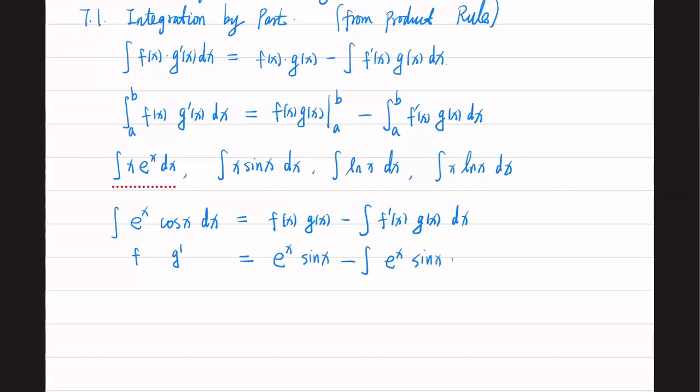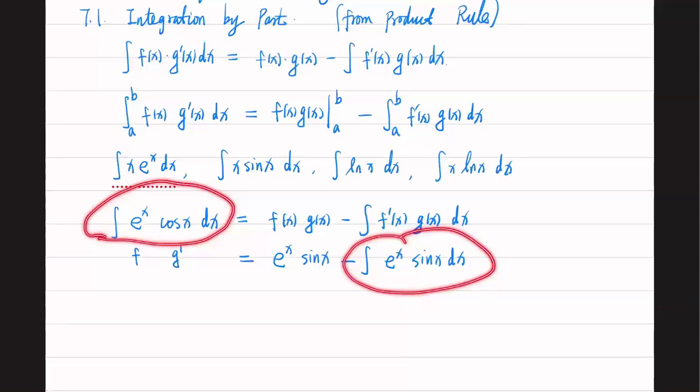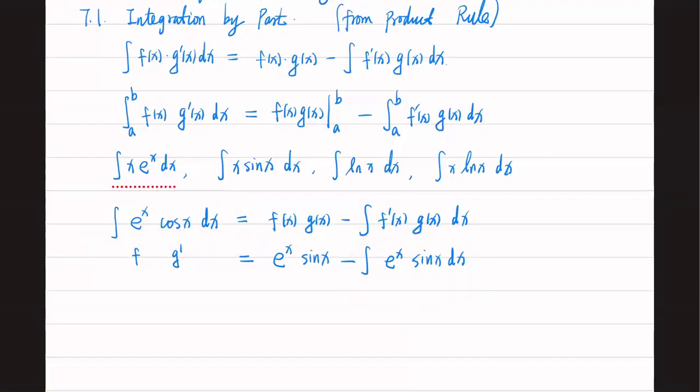Okay. Sophia, let's compare these two integrals, this one and this one. Do we get something simpler? Do we get something similar? Something similar. It's very similar. You can see, so this integration by parts does not give us something simpler. What should we do?